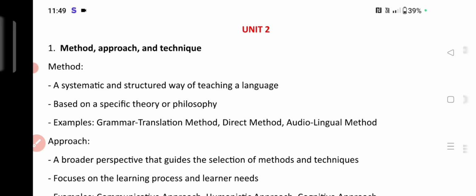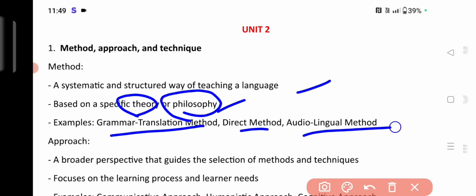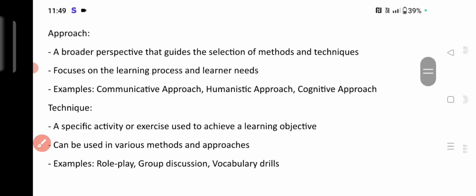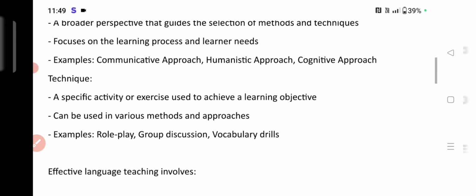Coming to the methods: a systematic and structured way of teaching a language, based on specific theories or philosophies. Examples: grammar translation method, direct method, audio lingual method, etc. What are the approaches? A broader perspective that guides the selection of methods and techniques, focusing on the learning process and learners' needs. For example, communicative approach, humanistic approach, cognitive approach.